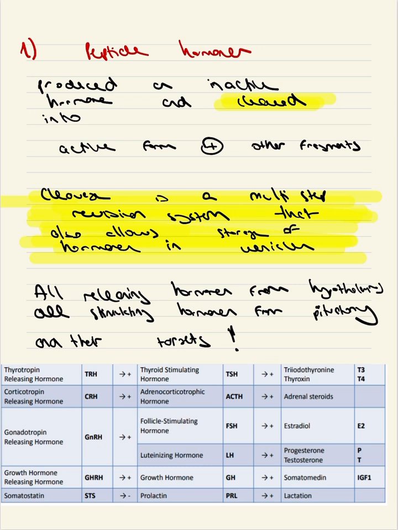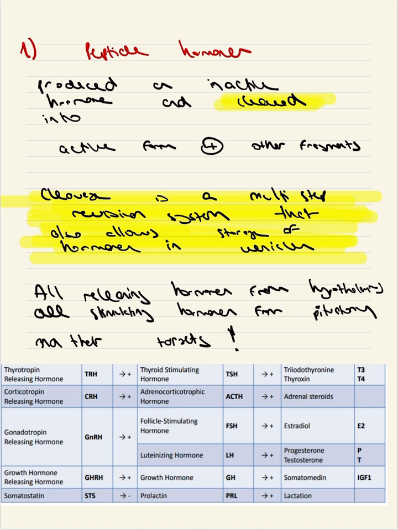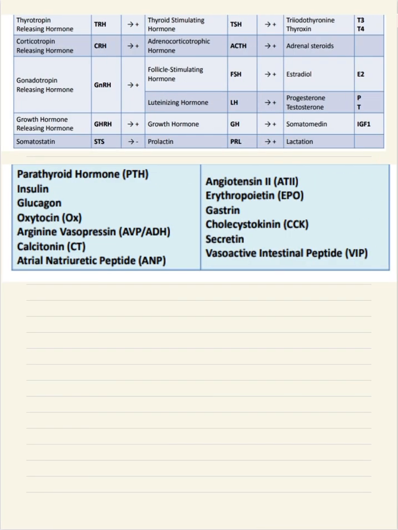And all releasing hormones from the hypothalamus, all the stimulating hormones from the pituitary, and their targets are peptide hormones. So whenever you're dealing with the hypothalamic pituitary axis, you need to think that, okay, they're peptides. This is a very easy way to memorize them. And in the next lecture, we'll be talking about the hypothalamic pituitary axis. So we're going to be memorizing them in detail. But for this lecture, I'm passing the slide. But this is a really nice way to memorize them. And once you know these hormones, you can just say they're peptides.